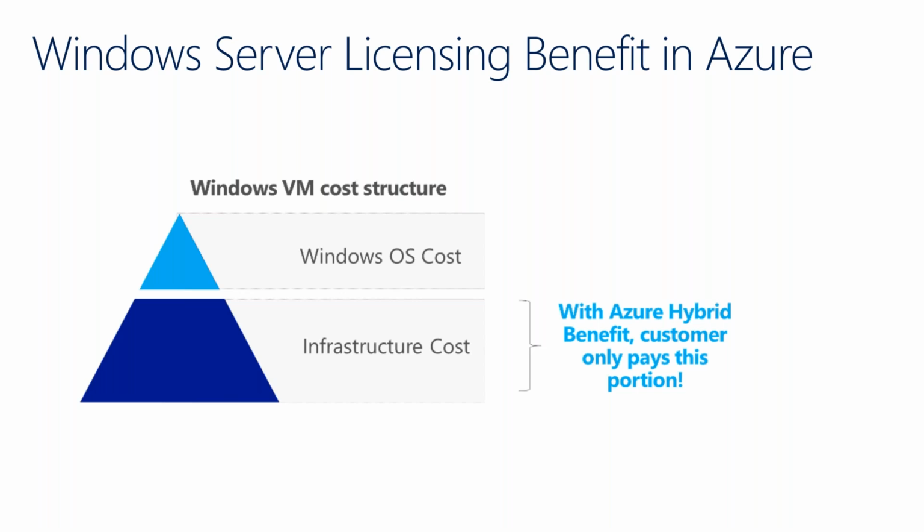There's the infrastructure cost, which is typically the compute, like CPU and RAM, and the storage. There's going to be some bandwidth charges typically. And then on top of that is the Windows operating system cost. When you have the hybrid benefit, meaning you already own licensing and you apply the Azure Hybrid Benefit, there's no additional cost for the Windows OS licensing. So you don't have to pay that pay-as-you-go cost.